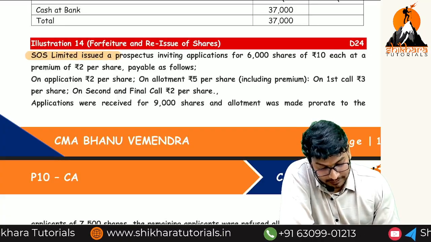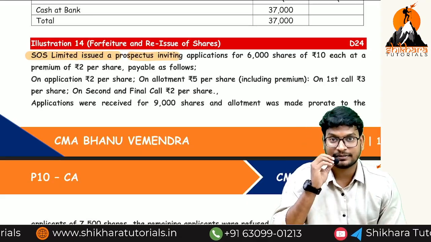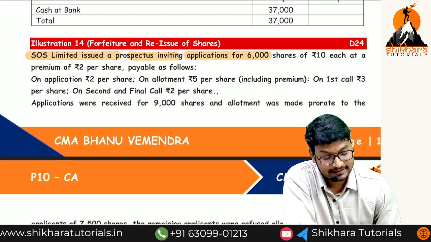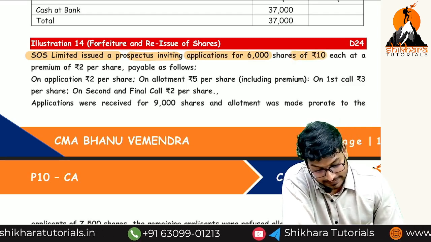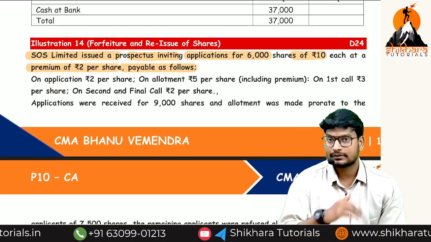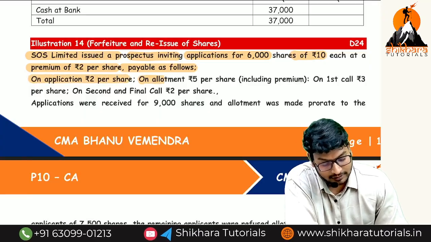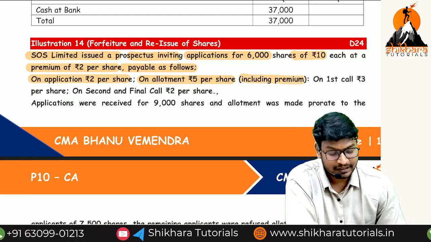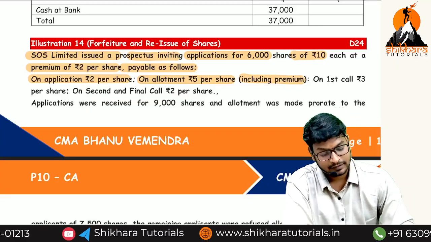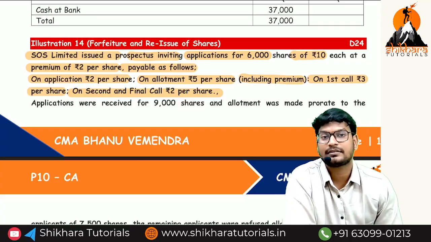SOS Limited issued the prospectus. Why are we going to issue the prospectus? In order to get the applications. Like an advertisement, we have to issue a prospectus for inviting 6,000 applications of 10 each at a premium of 2 rupees per share, payable as follows. Here the shares are issued at premium. On application, 2 rupees per share. On allotment, 5 rupees per share including the premium. That means 3 rupees is the face value and 2 rupees is the premium amount. On first call, 3 rupees per share. On second call, 2 rupees per share. Installments also they have discussed.